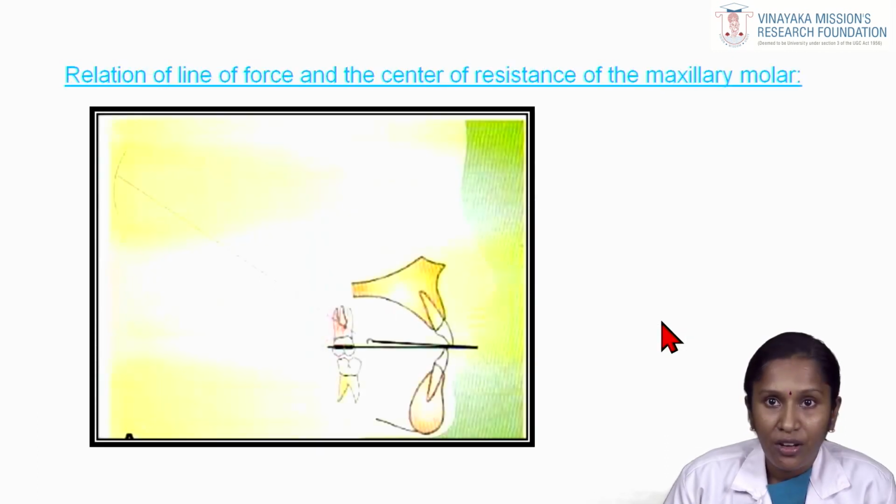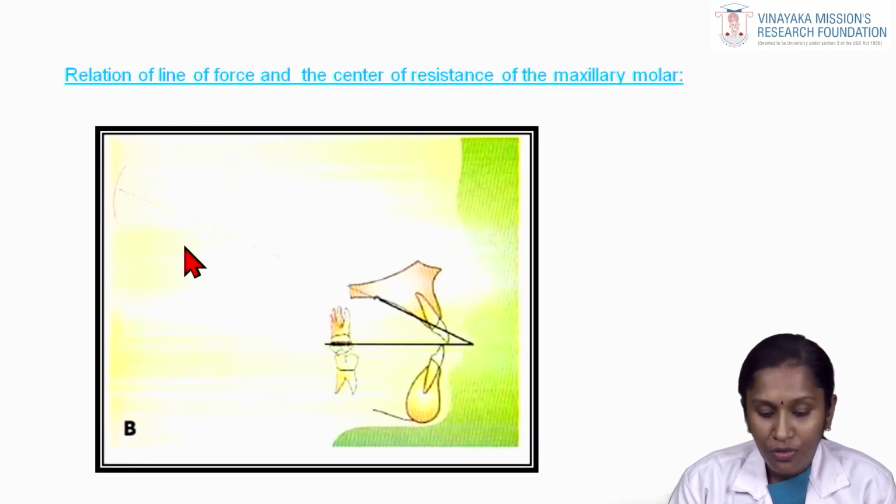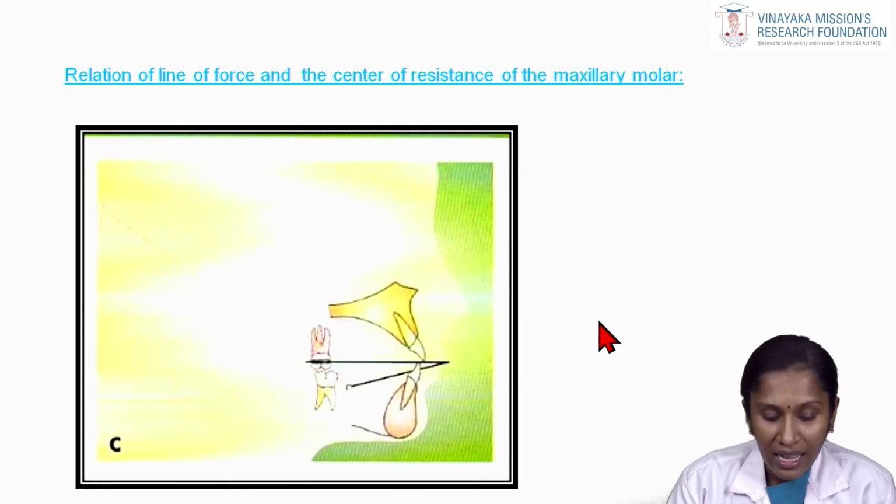The relation of line of force and the center of resistance of the maxillary molar. The line of force passing through the center of resistance causes bodily movement of the maxillary molars. In this slide, the line of force passing above the center of resistance of molar causes distal root tipping. In this slide, the line of force passing below the center of resistance of the molar causes distal crown tipping. You can see the distal crown tipping.